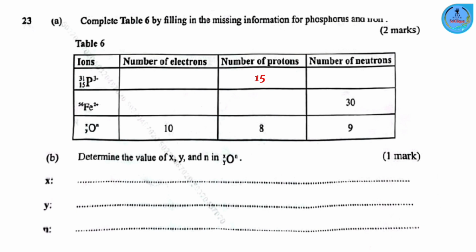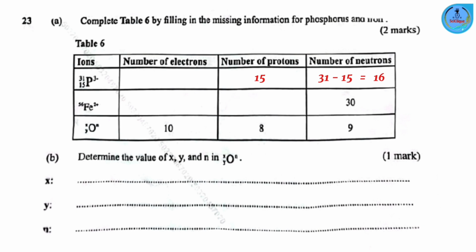So how many protons do we have here? We have 15. Okay. How many neutrons? That is easily obtained. Just find the difference between the mass number and the atomic number. So that will give us the number of neutrons as 16. Okay, so 16 plus 15, what do we get? 31. Now for the number of electrons, this is a bit tricky.